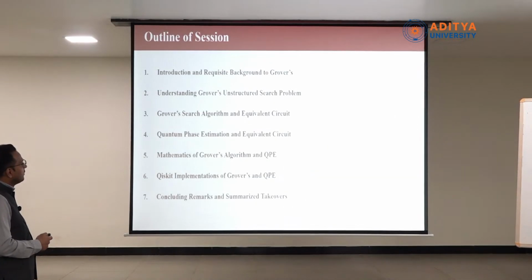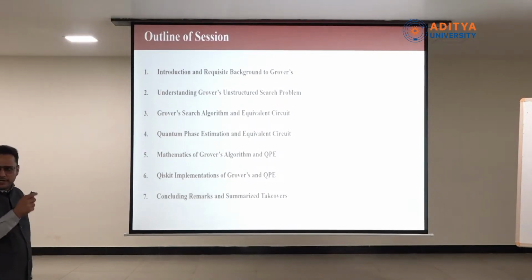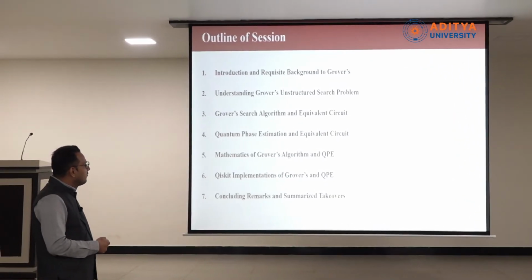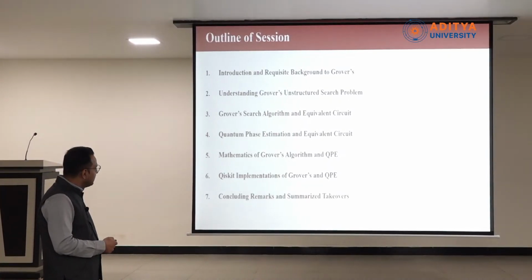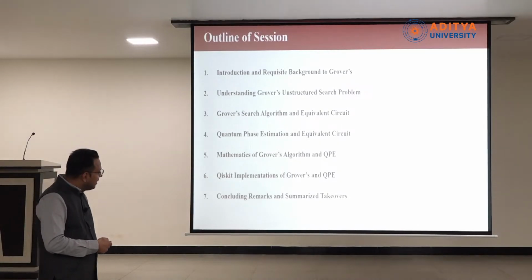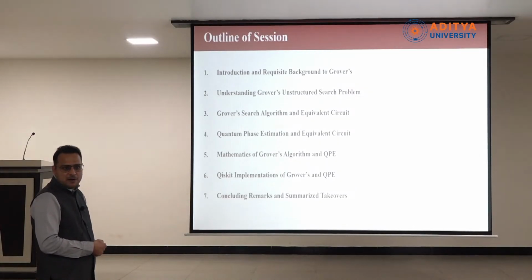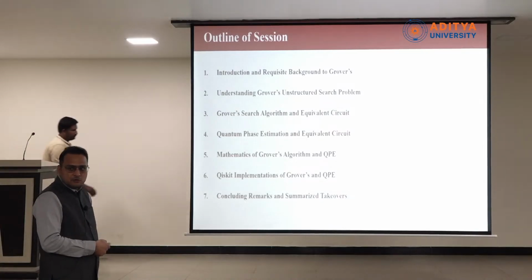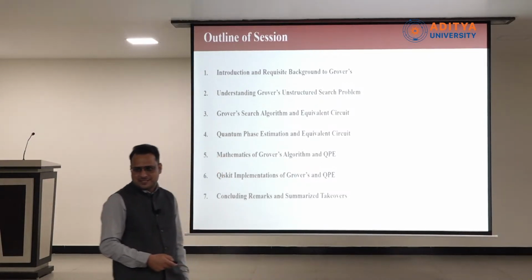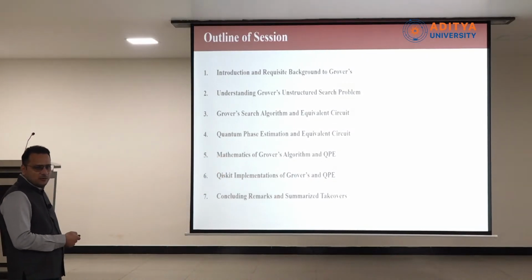Now, the requisite background we will be looking for, we have already covered, so no problem. First, understanding the Grover search: how it works and for what purpose it is applicable. Then the algorithm and its equivalent circuit, followed by phase estimation and its equivalent circuit, and the mathematics related to both Grover's and phase estimation. This is the bulky part, the bulk of our discussion. If we do not discuss this, the topics would be over in half an hour. There is nothing else to be discussed, but this is the bulk, this is the load. Clear?